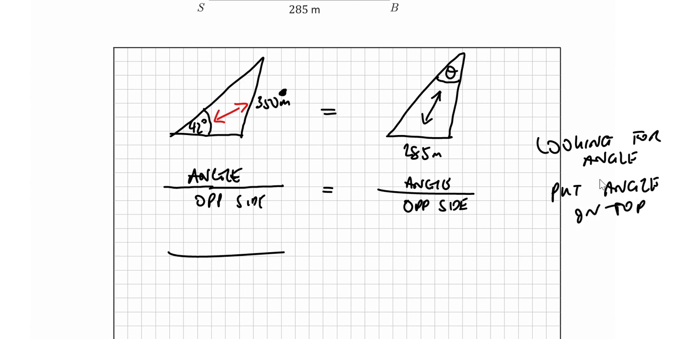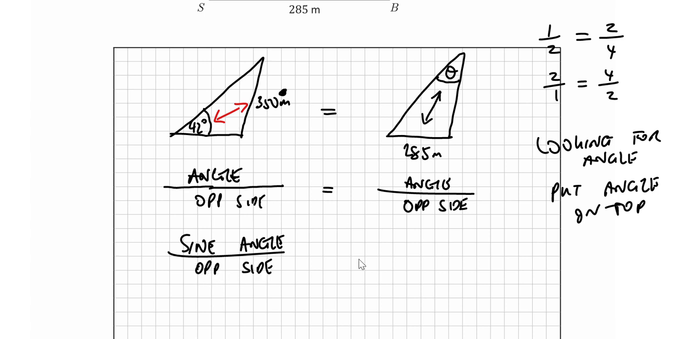So these ratios can be swapped, because think about it, a half is equal to 2 quarters. Let's switch both of them. 2 over 1 is equal to 4 over 2. Still the same thing. So this really means sine of the angle over the opposite side is equal to sine of the angle in the other triangle over the opposite side. And we've already worked out all of these.